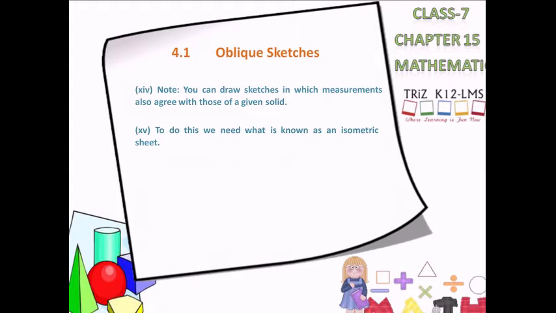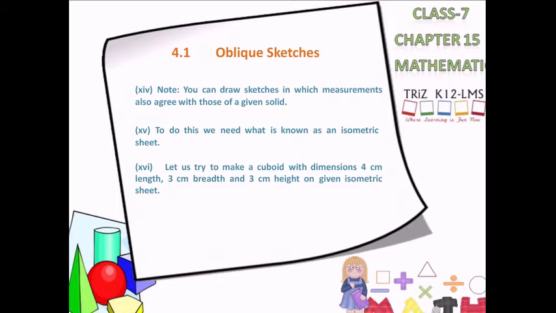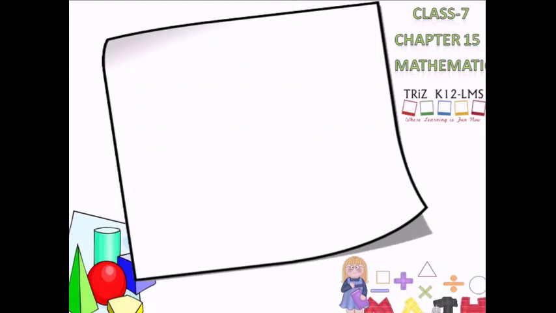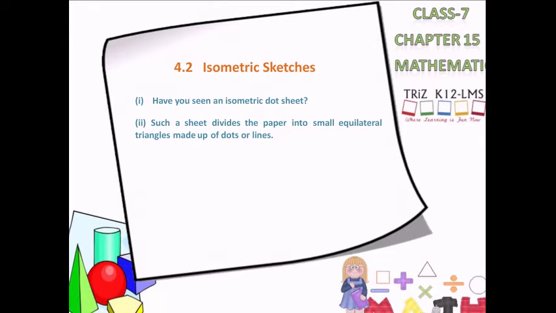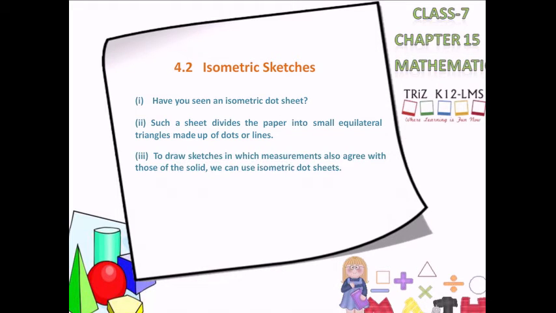To do this, we need what is known as an isometric sheet. Let us try to make a cuboid with dimensions 4 cm length, 3 cm breadth and 3 cm height on a given isometric sheet. Isometric sketches. Have you seen an isometric dot sheet? Such a sheet divides the paper into small equilateral triangles made up of dots or lines. To draw sketches in which measurements also agree with those of the solid, we can use isometric dot sheets.